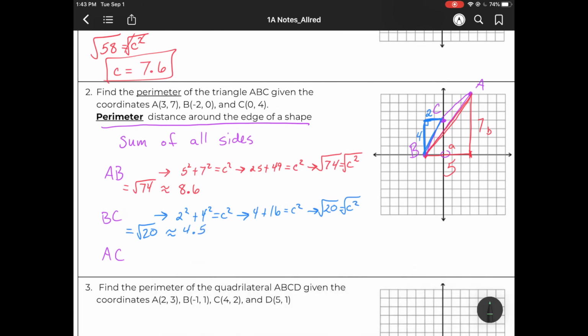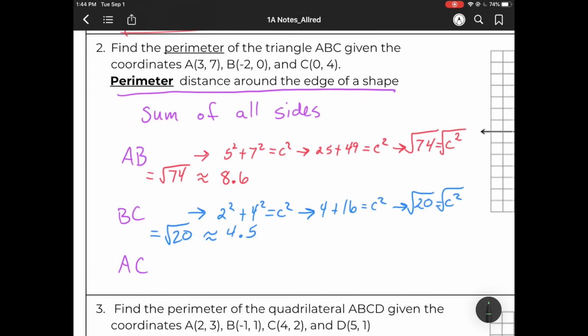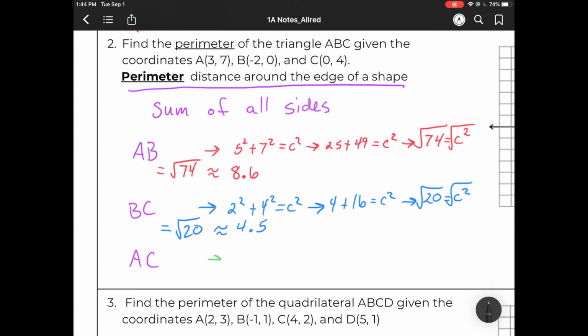And then finally, I need to find the same length for AC. AC, if I think of this as the hypotenuse, there's a vertical leg, there's a horizontal leg. Horizontal leg is 3, vertical leg is also 3. So the legs A and B are 3 and 3. So we get 3 squared plus 3 squared equals C squared. Those 3 squareds are each 9. So C squared is equal to 18, which means I take the square root of both sides, and AC is the square root of 18, which is approximately 4.2.